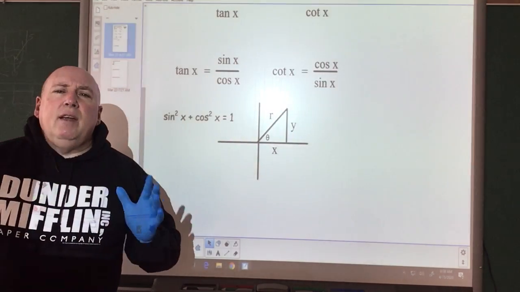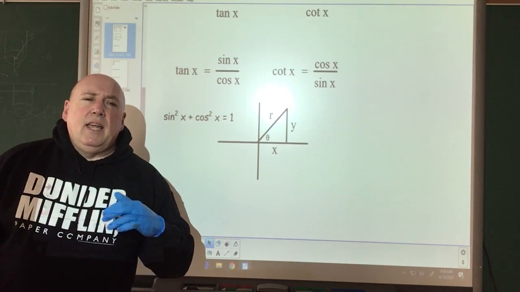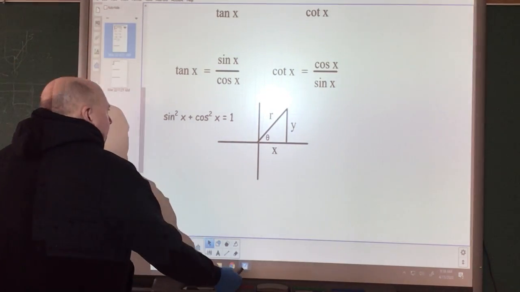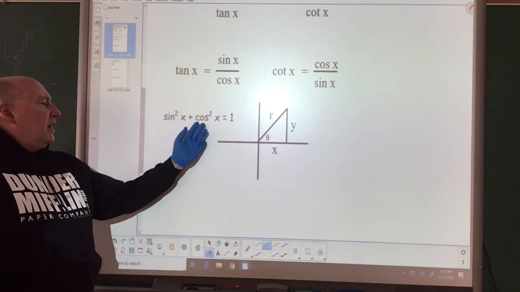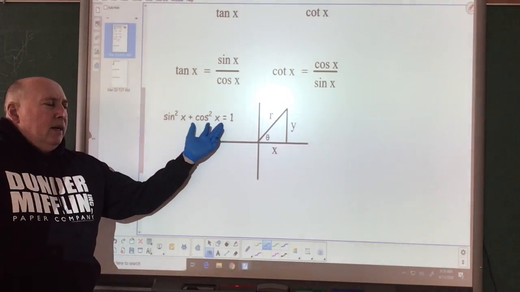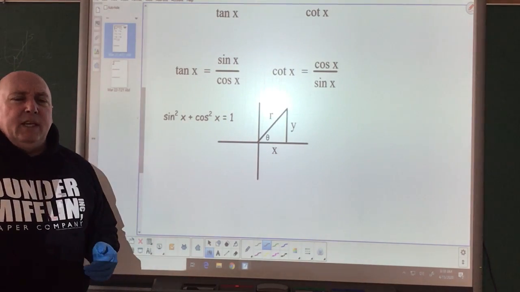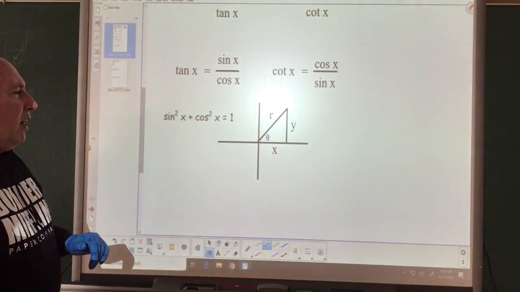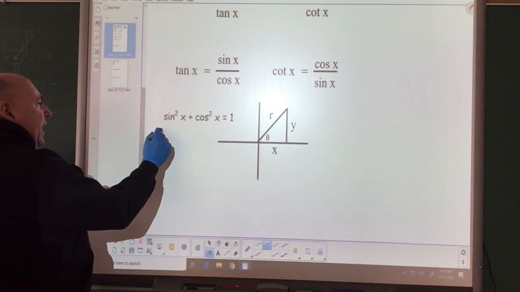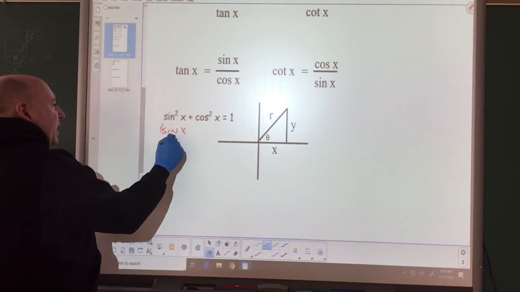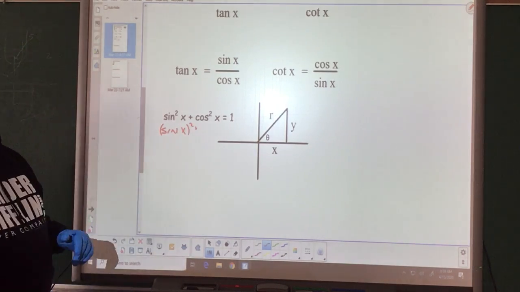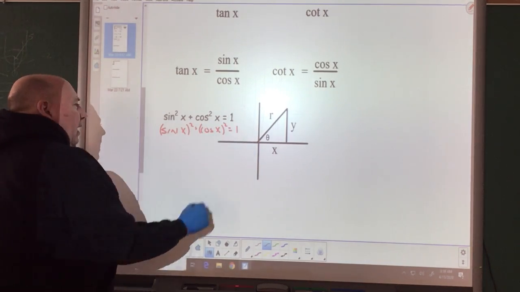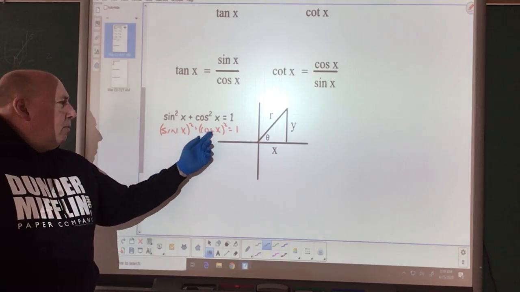Now comes the very, very basic trig identity that leads into a lot of different things. If I take the sine of x and the cosine of x and I square them, and these are the same angles, they will always equal the value of 1. Sine squared plus cosine squared is equal to 1. This is a very important idea. I take the sine of x and I square that, I take the cosine of x and I square that, and I will get the value of 1. Now these have to be the same angles.